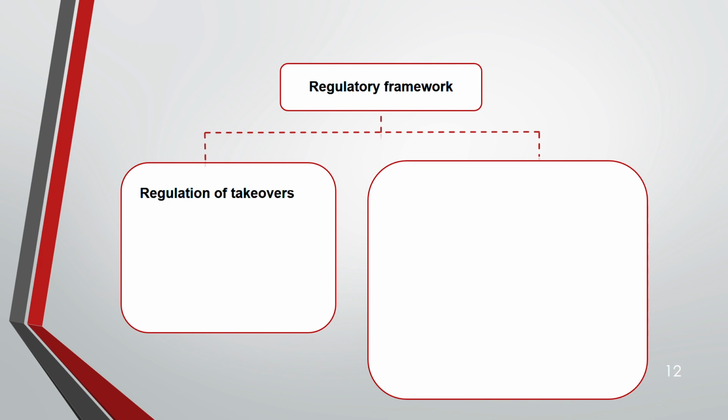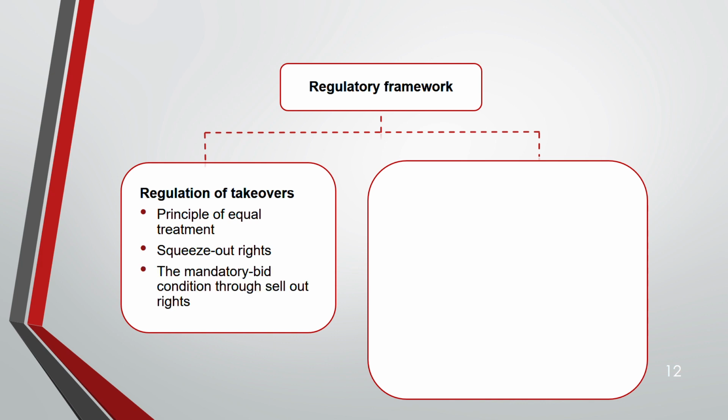So in this lecture, we started with regulation of takeovers. We went through three things. First, the principle of equal treatment: they have to be given favorable terms, all equal terms. Second, squeeze out right, by telling them to sell out their remaining shares. Third, mandatory bid: you are telling them to exit the company, but the minority shareholders are going to receive a fair price for it.